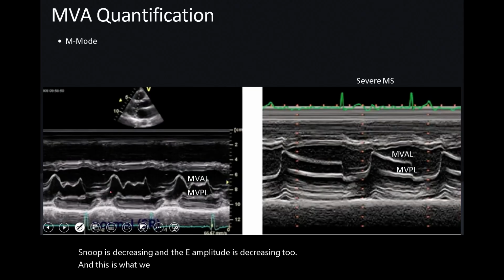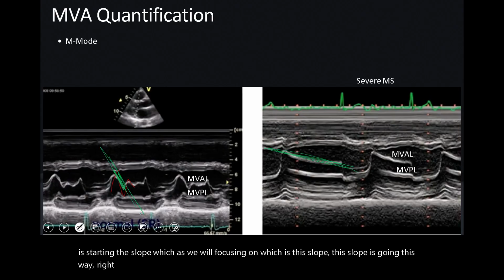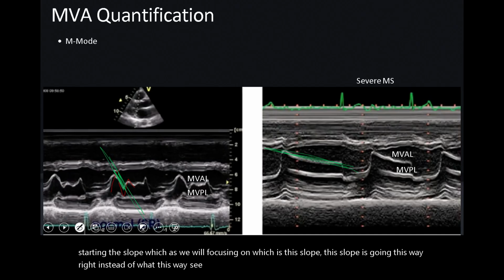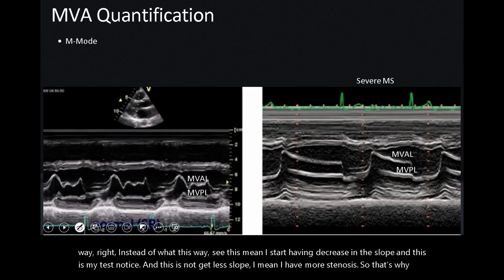This is the normal one. You see E and A, right? You come here, you see that it is starting the slope, which is what we're focusing on. This slope is going this way, right? Instead of this way. This means I start having a decrease in the slope, and this is mitral stenosis. And as this slope gets less steep, I have more stenosis. So this is why you call this one severe stenosis.